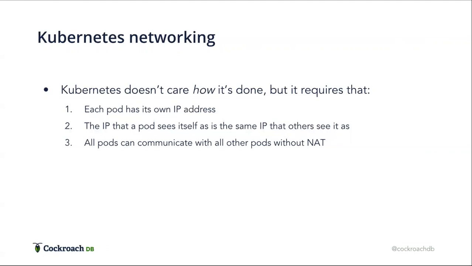So no network address translation should be needed. And this is very different from how, say, Docker was doing things at the time, and even how it typically does things now. So Docker would typically give each container on a node its own private IP address, but that private IP address only works on that one machine. And then some sort of NAT is needed for cross-host communication.